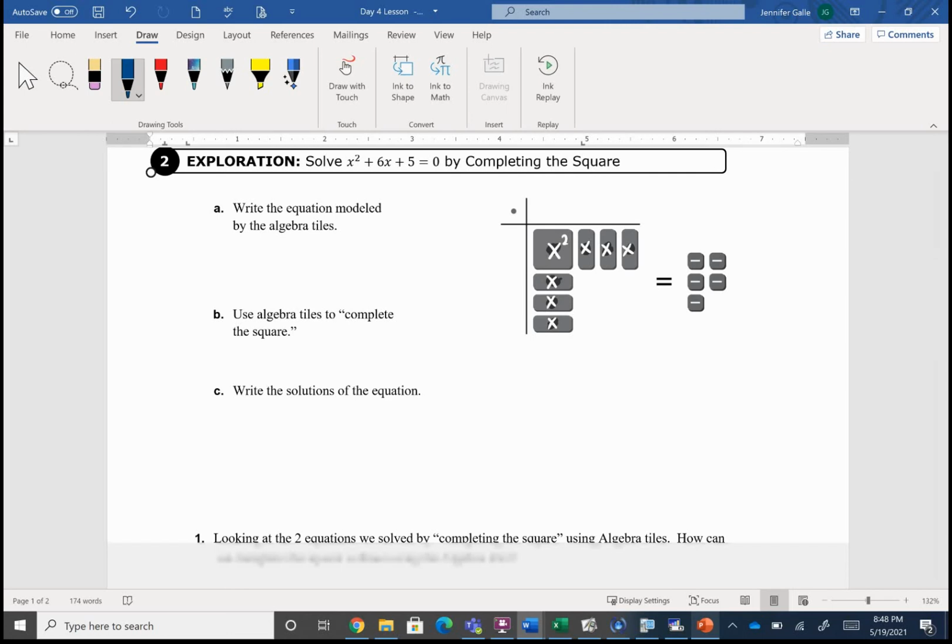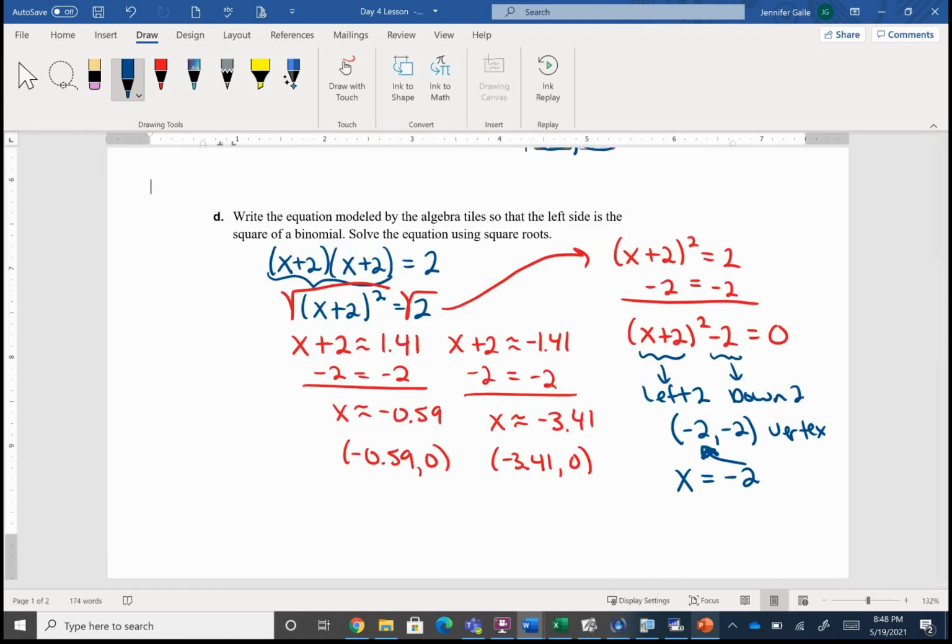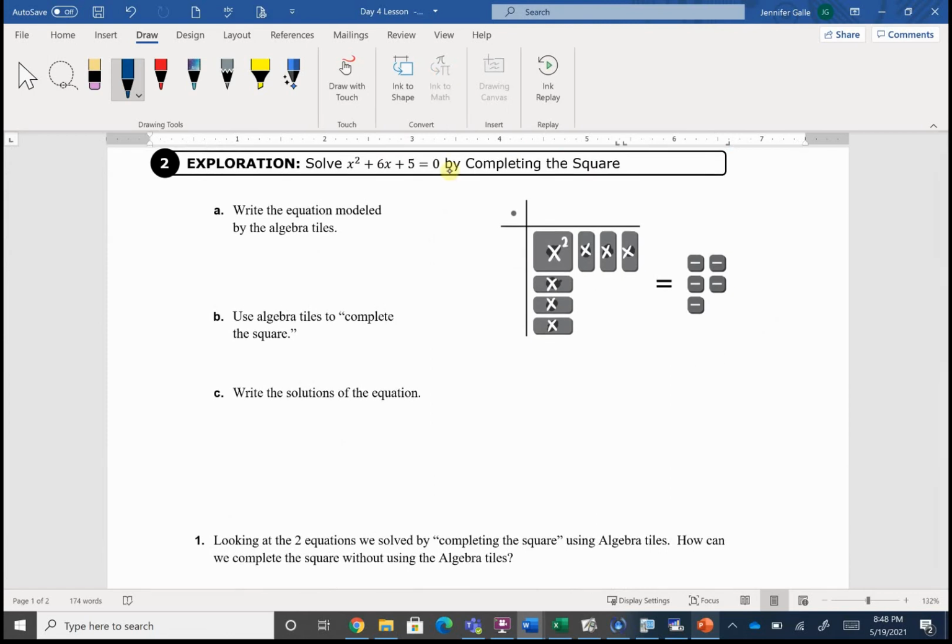So we're starting with x squared plus 6x plus 5 equals 0. To start this process, I want to move our c value, our constant, over to the other side. So we have x squared plus 6x on the right, and we can see that in our algebra tiles. And then over on the left, we have a negative 5.